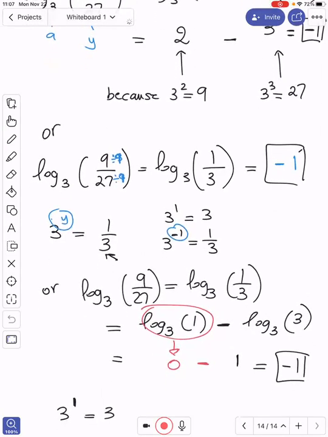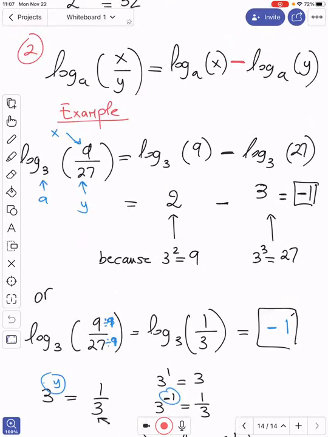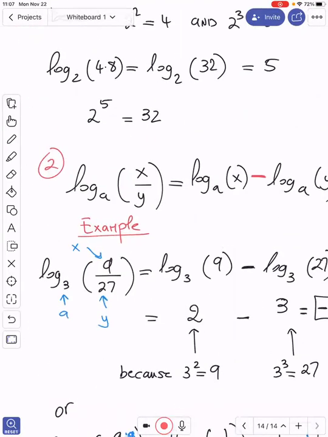Okay. So what we have to keep in mind is that the log of a division, log of x over y, is the difference between the logs. Log of x times y is the sum of the two logs, right?